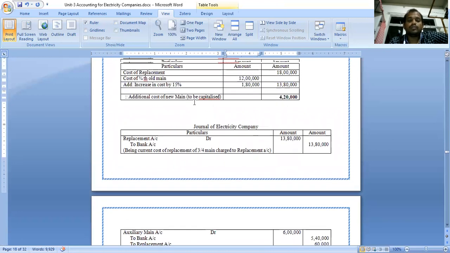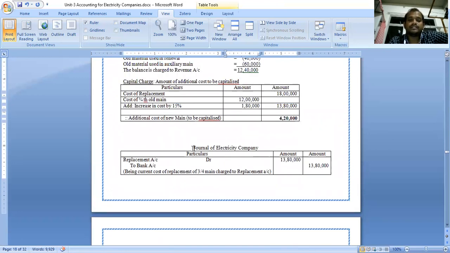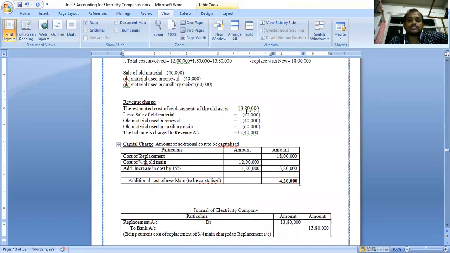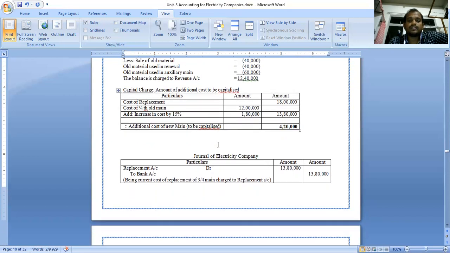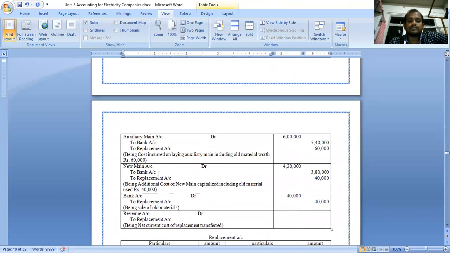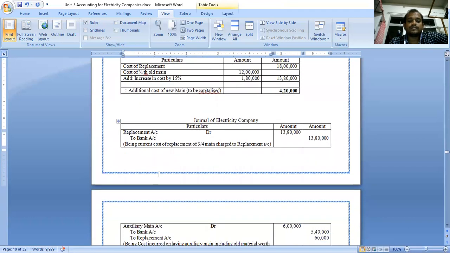Okay, so how to pass the journal entries for these transactions? The total replacement cost is 13 lakh 80,000. Being current cost of replacement of 3/4 main charged to replacement account, so replacement account debit to bank account, 13 lakh 80,000.